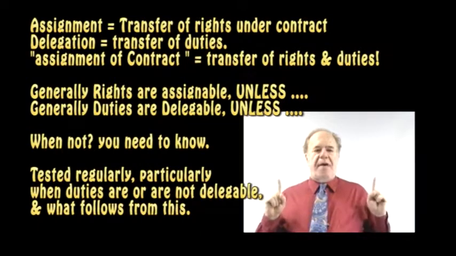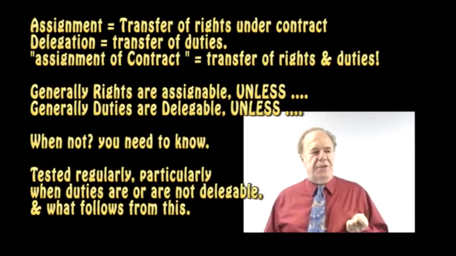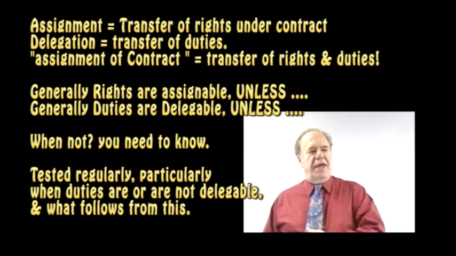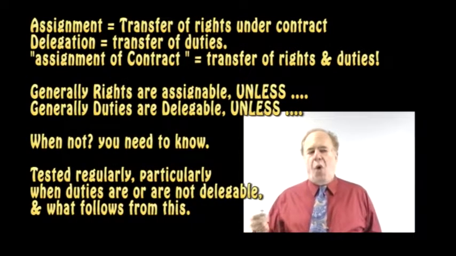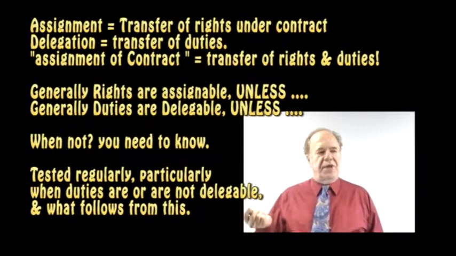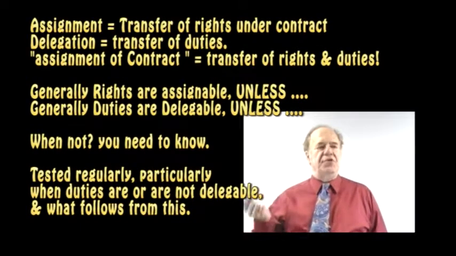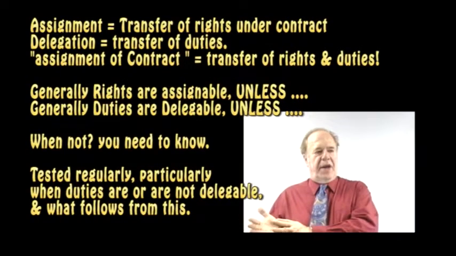If we're talking about both, I have a contract to paint your house for $5,000 and I transfer all of my rights under that contract to Jones, another painter. All of my rights and duties under that contract, I transfer the whole contract. That's an assignment of the right to get paid and of the duty to do the painting. It's also called an assignment of the contract.